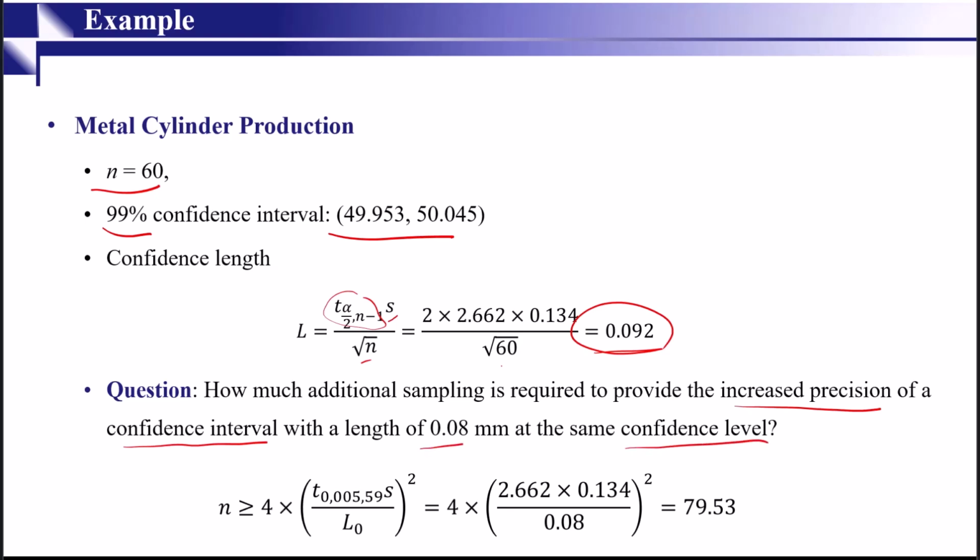The answer is the total sample size required is n greater than, based on the equation that we had, 79.53. We need an additional sample of at least, so if you consider this one as 80 and we already have 60, we need 20 more samples. It means about 20 more samples are needed to reach this increased precision.